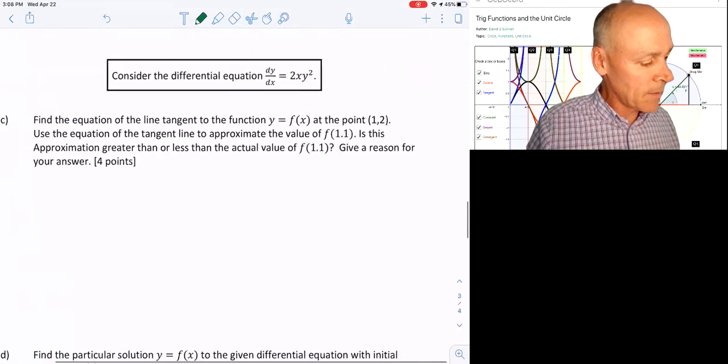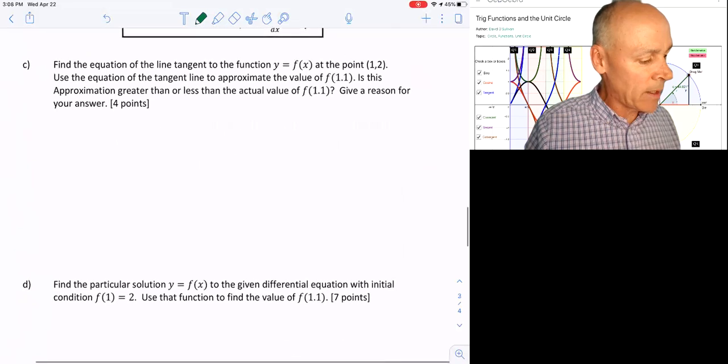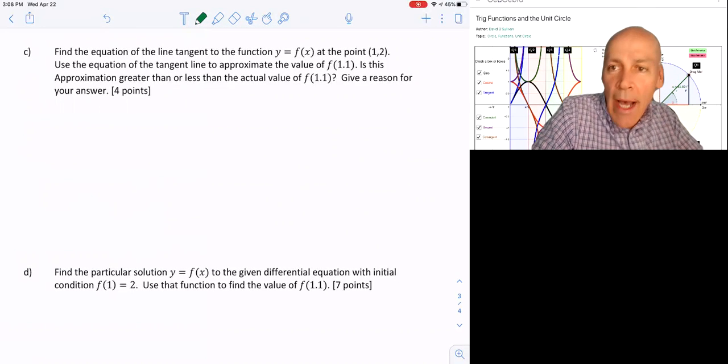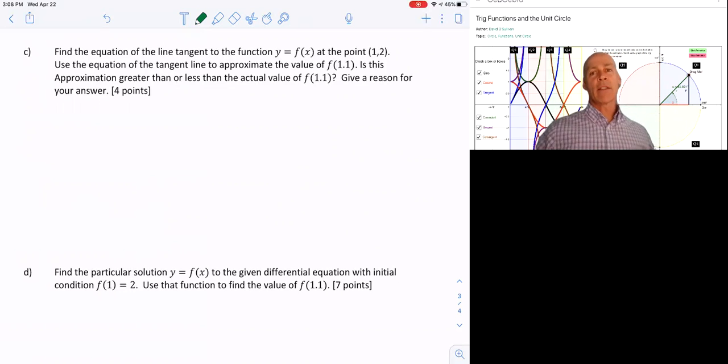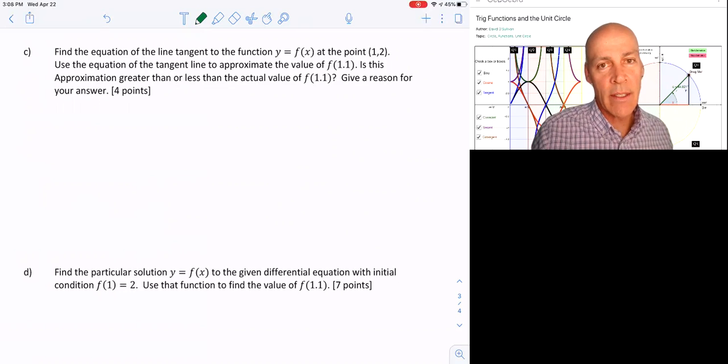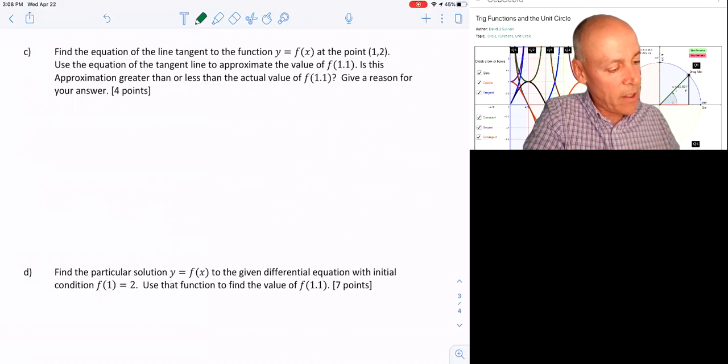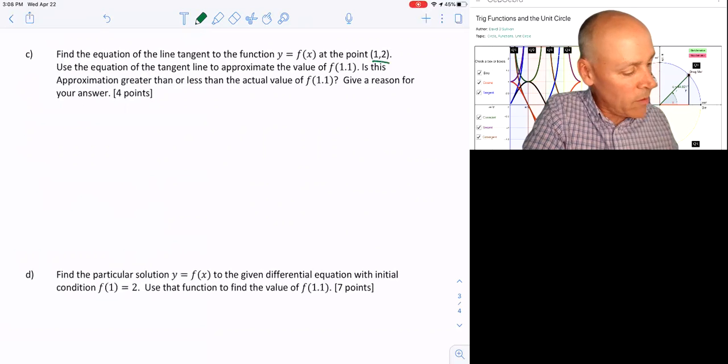Sweet. Okay, part C, picking up steam. Find the equation of the line tangent. What? Find the equation of a tangent line. Okay, we've done this about 1 billion times now. All right, I love it. So find the equation of the line tangent to the function at the point 1, 2.